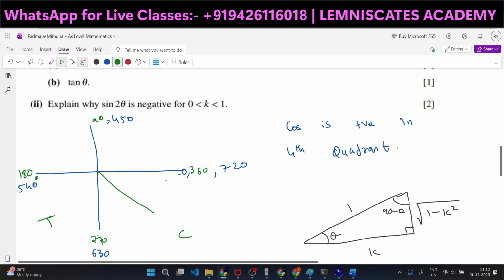So if your theta is in the fourth quadrant, and in the question they were asking you to find what happens when theta becomes 2 theta, and specifically what happens to sine 2 theta, first I take my fourth quadrant values 270 and 360 and multiply by 2. I realize that if I multiply this range of thetas by 2, I'll get values between 540 and 720, which means it's in the third quadrant. So in the third quadrant, because sine is negative, that is the reason why sine 2 theta will be negative if k is between 0 and 1 for this particular question.